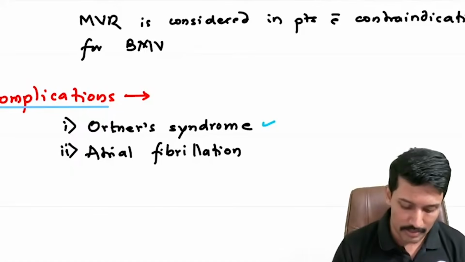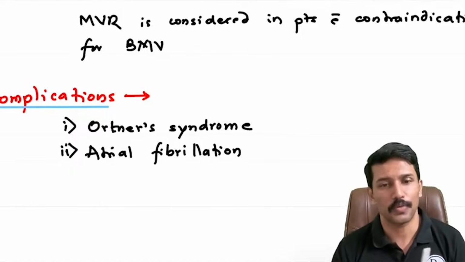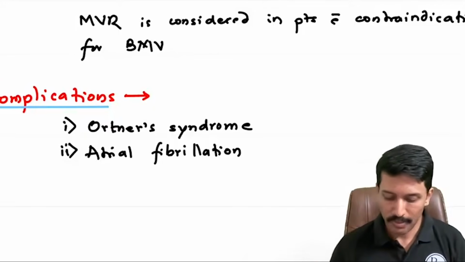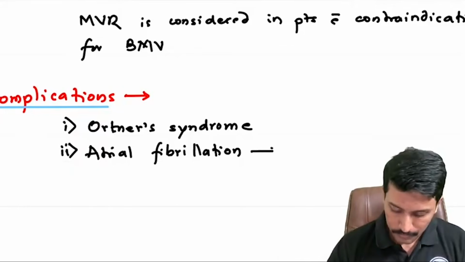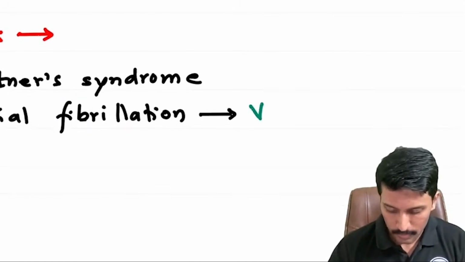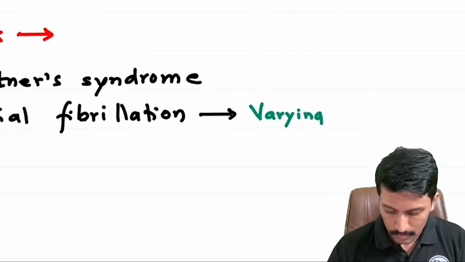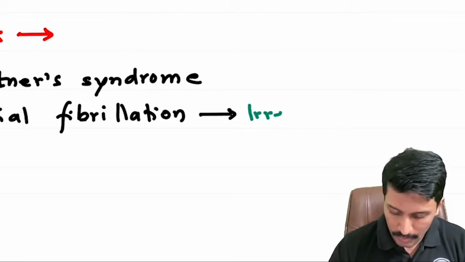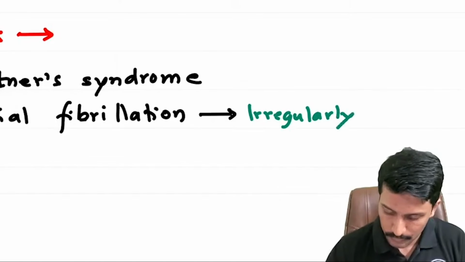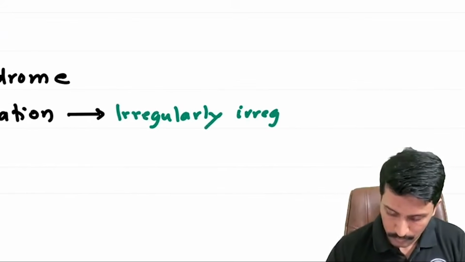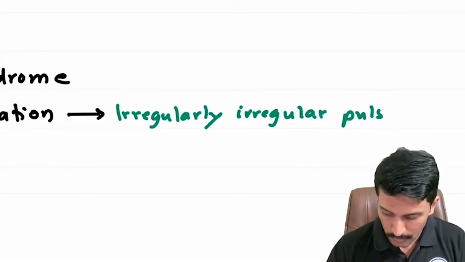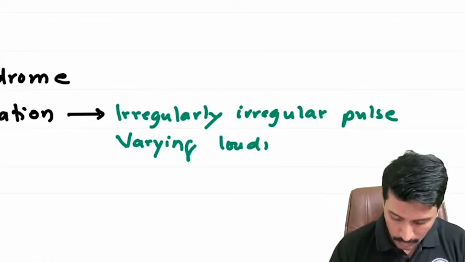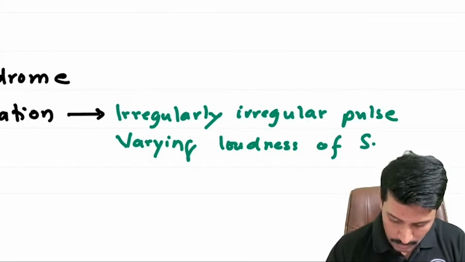So in your bedside discussions, your teachers do ask you, how do you recognize whether a mitral stenosis patient has developed atrial fibrillation? So in atrial fibrillation, you will have a pulse which becomes variable or irregular. So you will have an irregular pulse. And second, you will have varying loudness of S1.